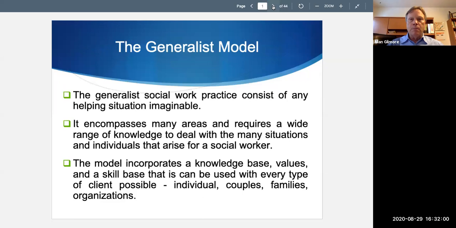Okay, so we are going to stop the video here, and we will move on to a discussion of the generalist model in the next video.